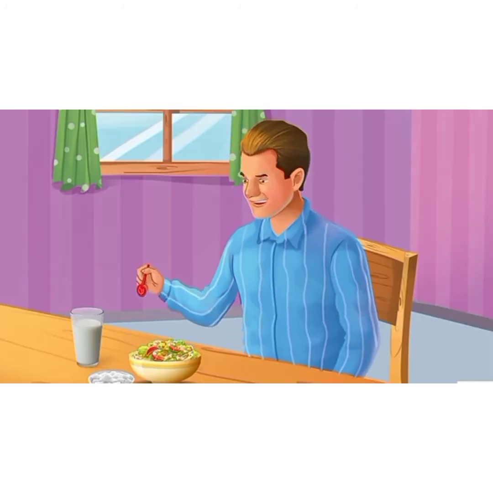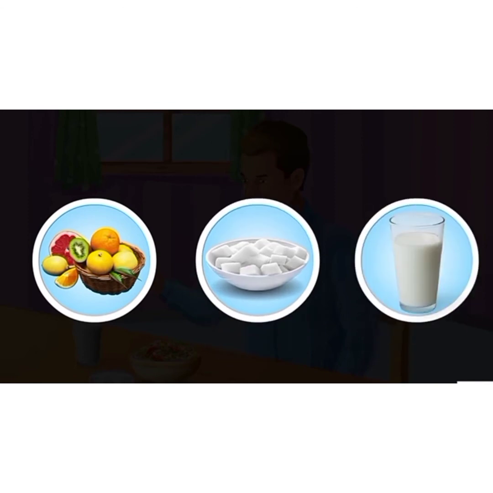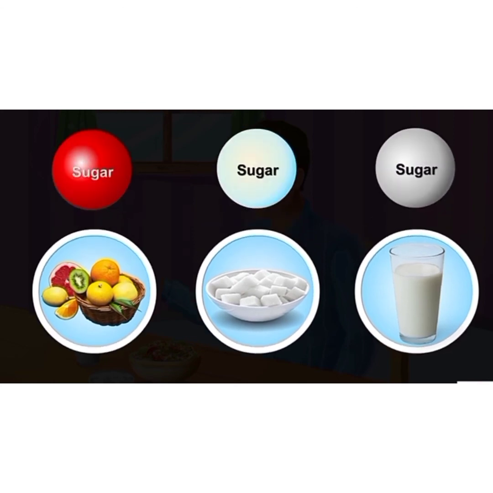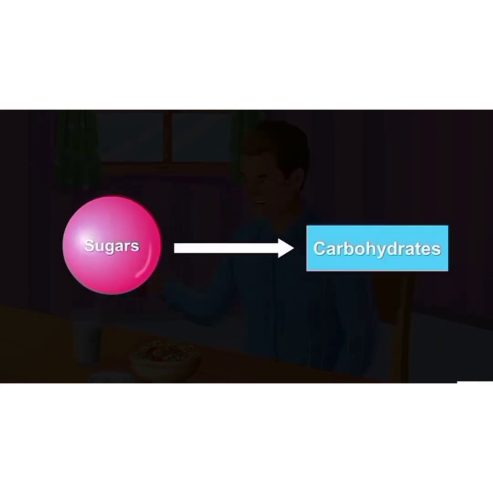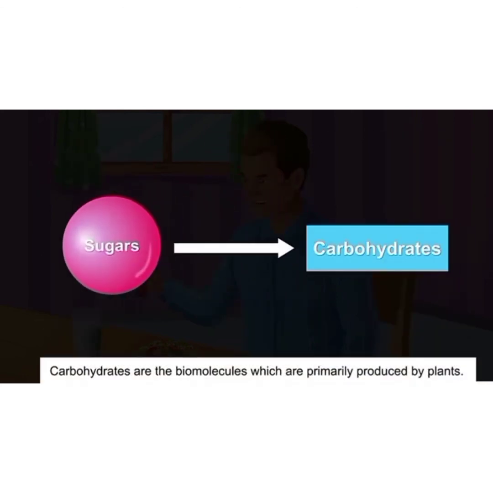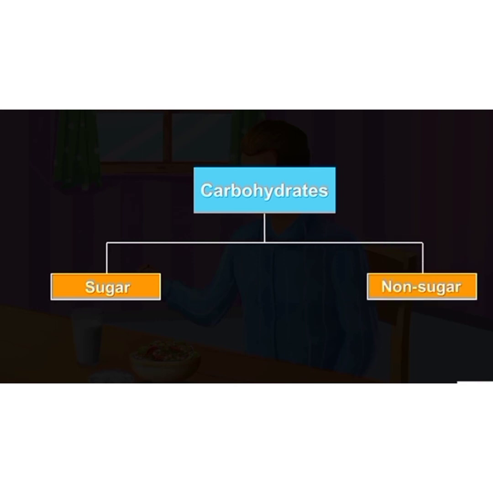We eat a variety of foods such as fruits, table sugar, and milk that have some sweetness in their taste. The sweetness of these foods is due to the presence of certain sugars in them. These sugars are one of the types of compounds called carbohydrates. Carbohydrates are the biomolecules which are primarily produced by plants. If the carbohydrates are sweet in taste, they are considered as sugars, while the others are considered as non-sugars.